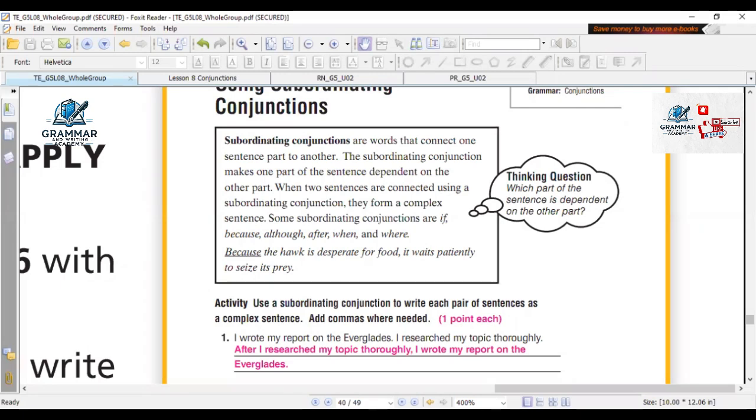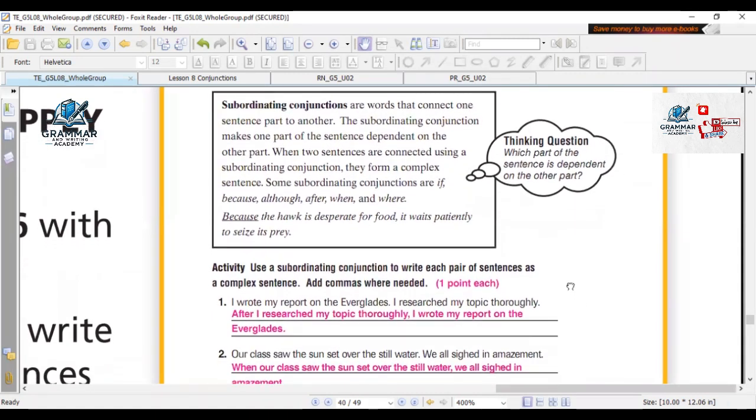Mister, I need to keep the first sentence exactly like that and the second sentence exactly like that without changing both of them. In this case, are you going to use after or before? Yes, before. So in the first sentence you can use before at the beginning, and you keep the order of the sentences like that. You can say: Before I wrote my report on the Everglades, comma, I researched my topic thoroughly. Clear? Okay. I'm going to move to number 2.